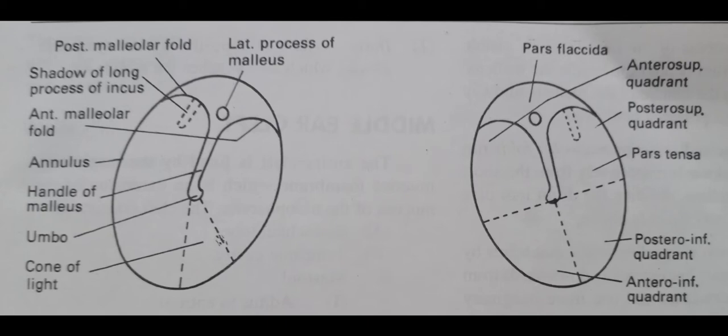Thus the floor and the anterior wall of the external ear canal are longer than the roof and posterior wall. Then the surfaces of the tympanic membrane or eardrum: the lateral surface is free and concave, and the medial surface is convex.